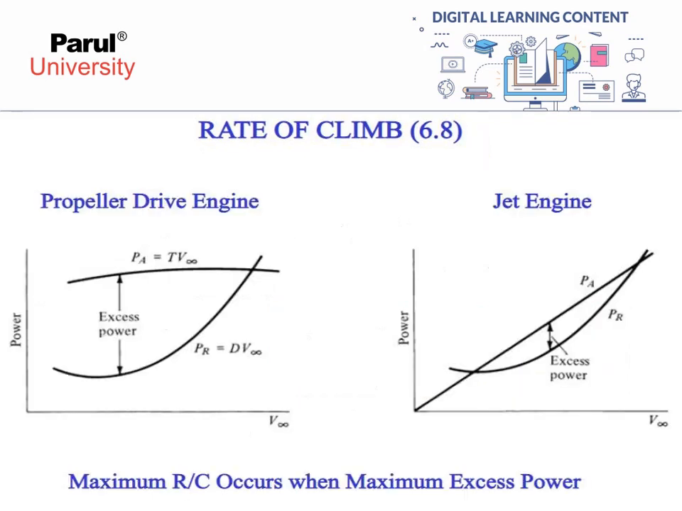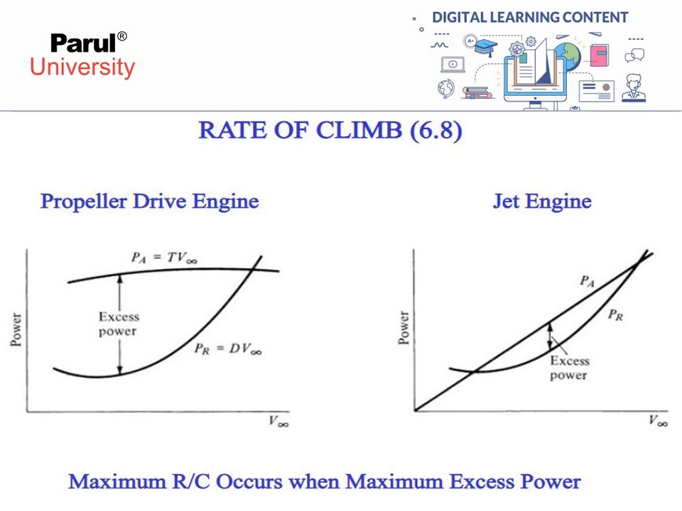right? Okay. Then for propeller driven engines and for jet engines, we can see in a graph, power available is equal to thrust into V infinity and power required is equal to drag into V infinity. Now, what is the excess power for propeller driven aeroplanes and for jet engines? Excess power is less for a jet engine, and for propeller driven airplanes excess power is more. What is excess power? Excess power is nothing but power available minus power required.